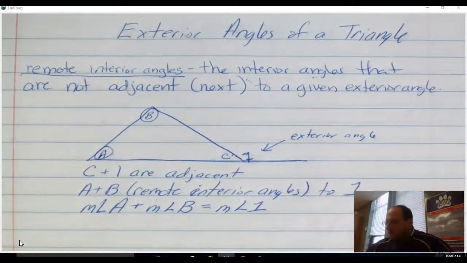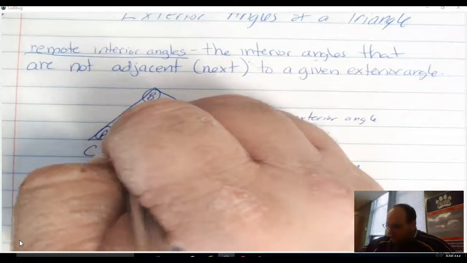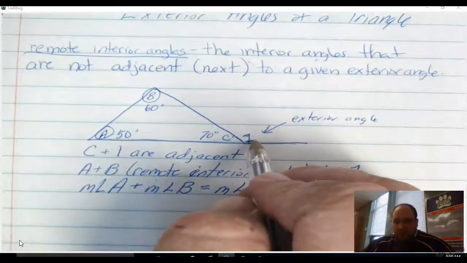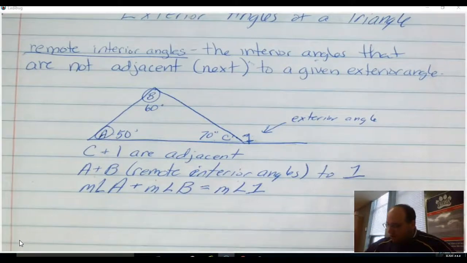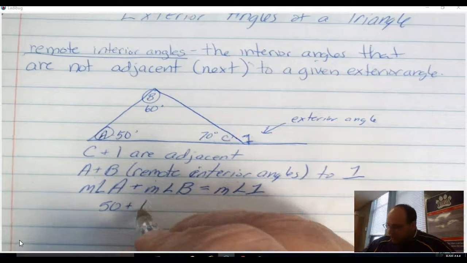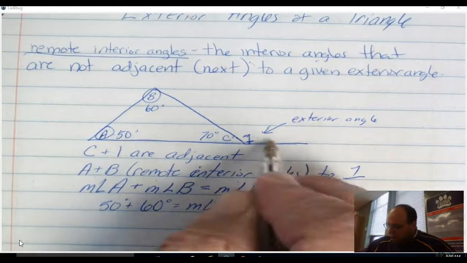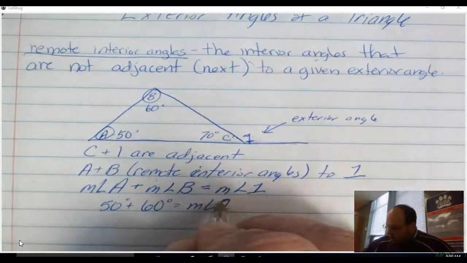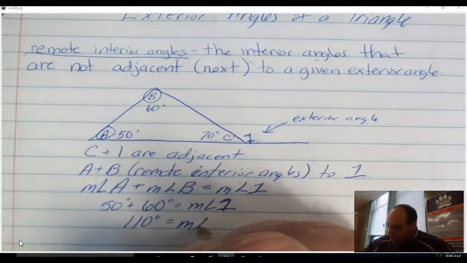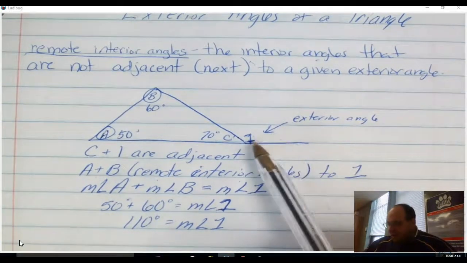Okay? So to give you an example of what that means by numbers is this. If I created a triangle and this was 50, this was 60, and this was 70, in order to figure out the measure of angle 1, what I could do is I could take A, which is 50, I could add it to B, which is 60, all right? And this will give me the measure of this angle right here, measure of angle 1, okay? So 50 plus 60 equals 110, and so that would mean that the measure of angle 1 would be 110 degrees.